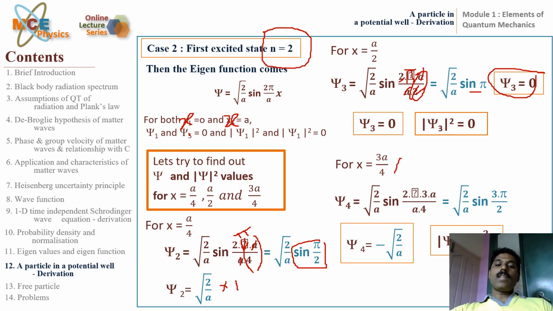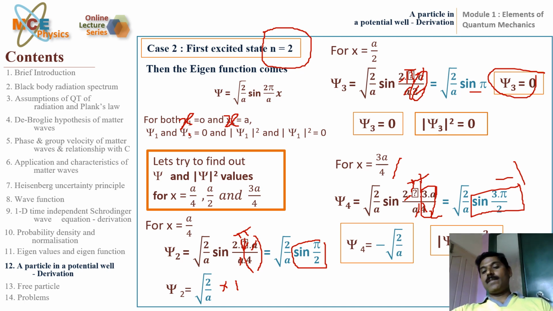Similarly, for x equal to 3a by 4, psi value is what? It is 2 pi into 3a by 4. This is in the place of x. A cancels, 2 2s are 4. Therefore, you will get 3 pi by 2. Sin 3 pi by 2 is minus 1. Therefore, you will get this one, psi value equal to how much? Minus root 2 by a. And mod psi square becomes positive. In each case, modulus of those same psi values are determined.